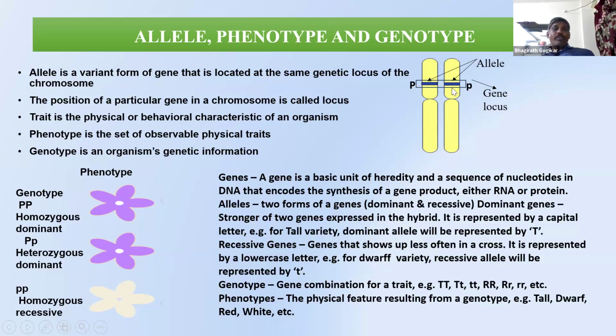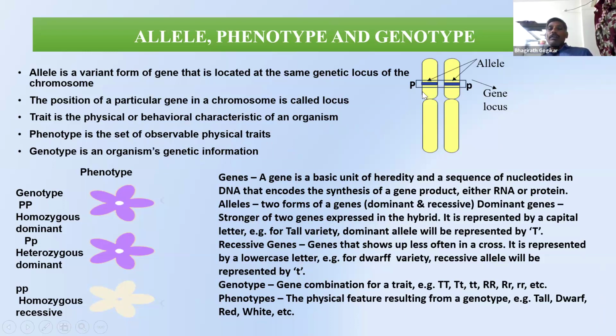On this chromosome, the position of the gene is called the locus. Here, capital P gene is on one homologous chromosome, and the corresponding homologous chromosome contains small p. So these 2 genes represent 2 forms of allele. That means with the collaboration of these two genes, the particular character is expressed in the plant. Here, a trait is the physical or behavioral characteristic of an organism. We already explained that phenotype is a set of observable physical traits.